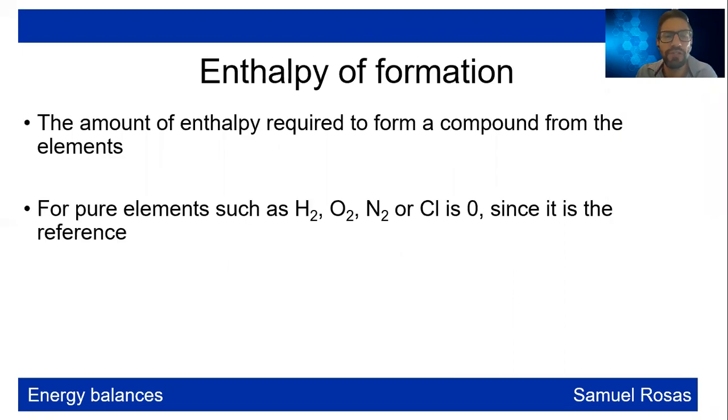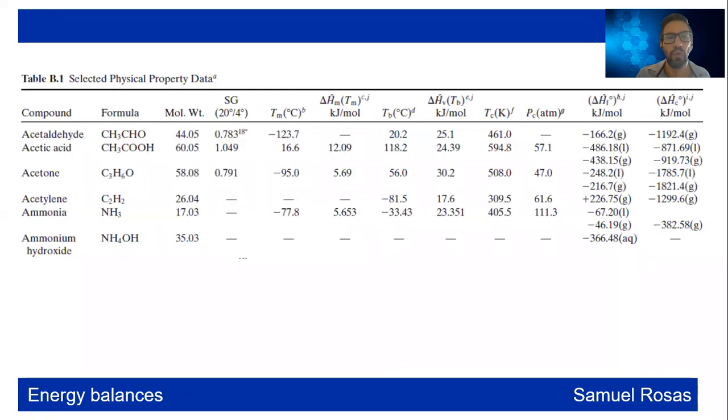The enthalpy of formation is the amount of enthalpy, or heat, as it was called previously, required to form a compound from its elements. For pure elements such as hydrogen, oxygen, nitrogen, or chlorine, it's zero. This is the reference. From here, you see how much energy you require in order to form this compound. In the selected physical property data, you can find this column with the enthalpy of formation.